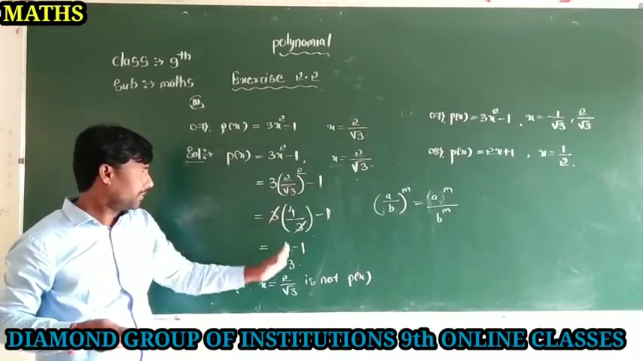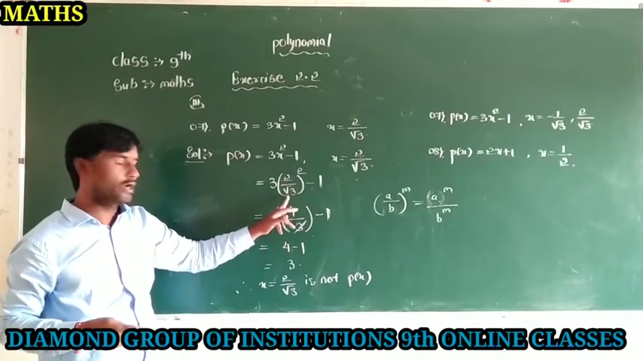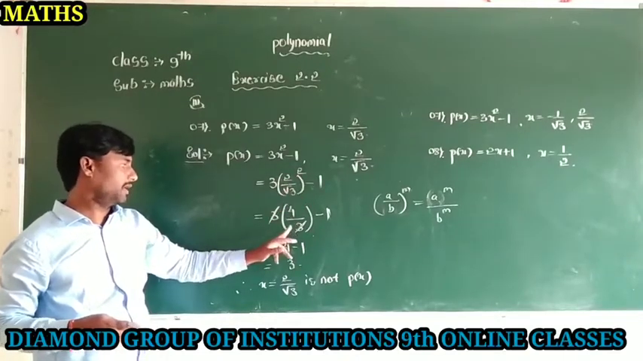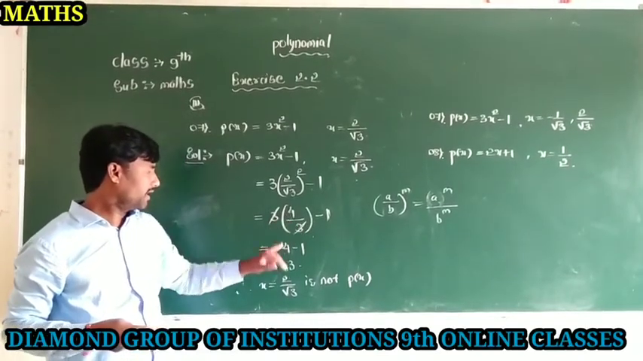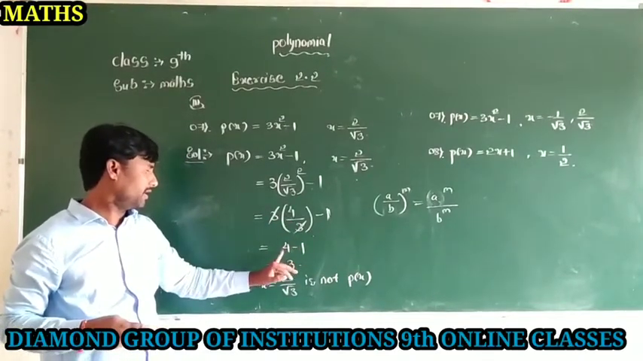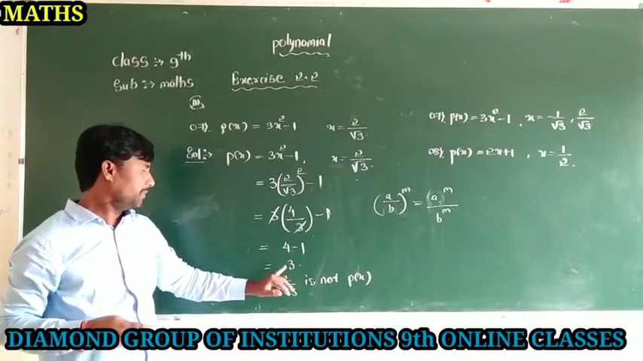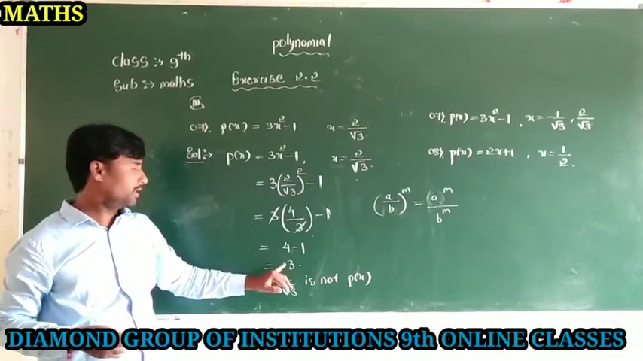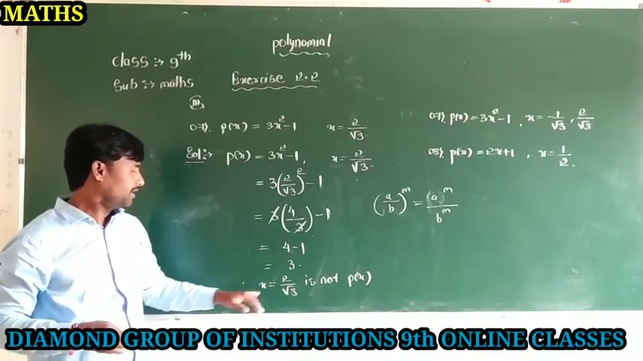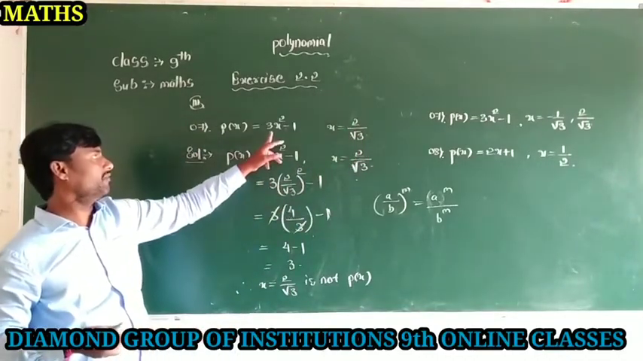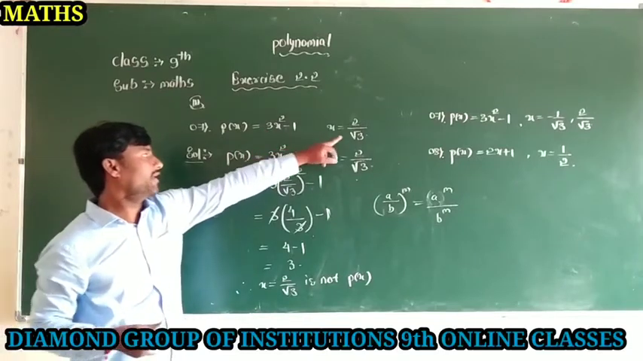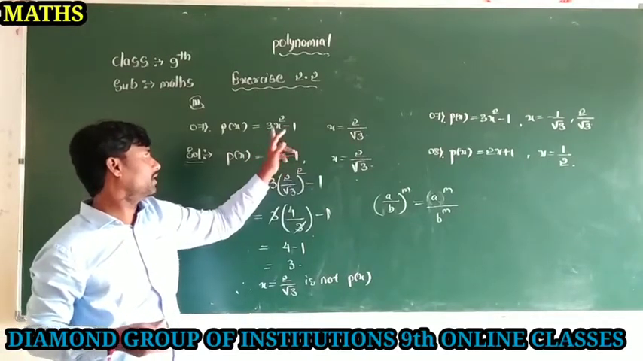So in the bracket, 2 square is equal to 4. Under root of 3 whole square means the answer is 3 only. So minus 1. Both 3 get cancelled. The remaining is 4, dear students, minus 1. 4 minus 1 is equal to 3. It means the answer does not come to 0. That's why we can say the given second value is not a zero of the given polynomial.